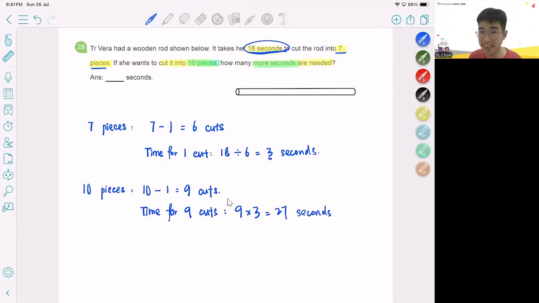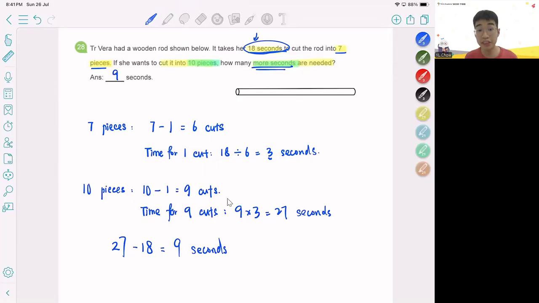But the question is very sneaky. Is it really asking for the total time? No, it's asking how many more seconds. How many extra seconds on top of the original 18 do we need? So to find the extra seconds needed, you will just do a round of subtraction. 27 in total minus the first 18 seconds that you've already done. That will be 9 seconds extra. So your answer is 9 more seconds.